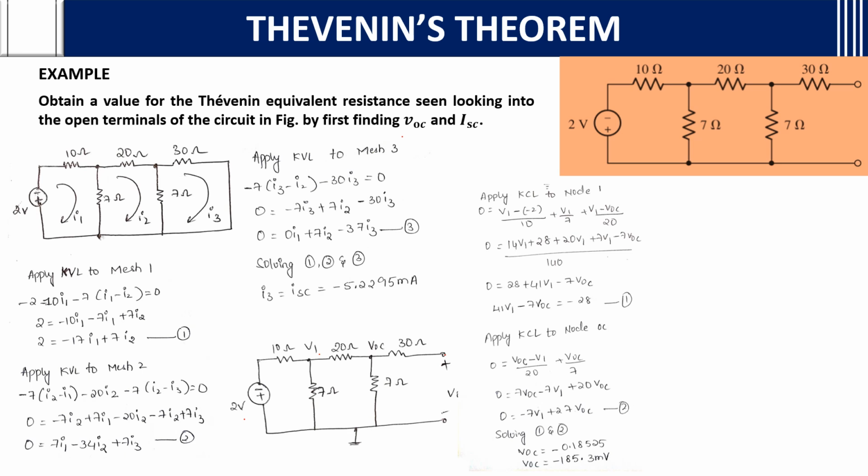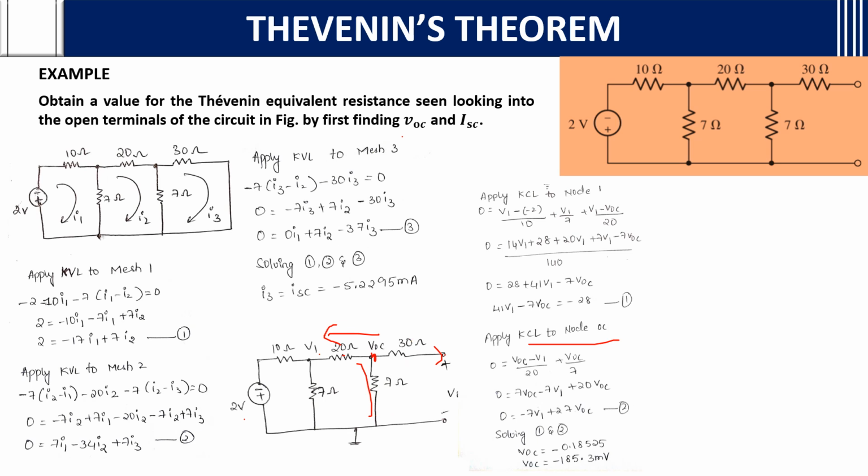Apply KCL to node OC, that is open circuit VOC. If you apply that, here also there is no incoming current source, so you take everything as going outside of the node. VOC minus V1 by 20, then VOC by 7. Then this will not be taken. Why? Because there is no current passing through it. It will be 0. This resistance will not be considered.